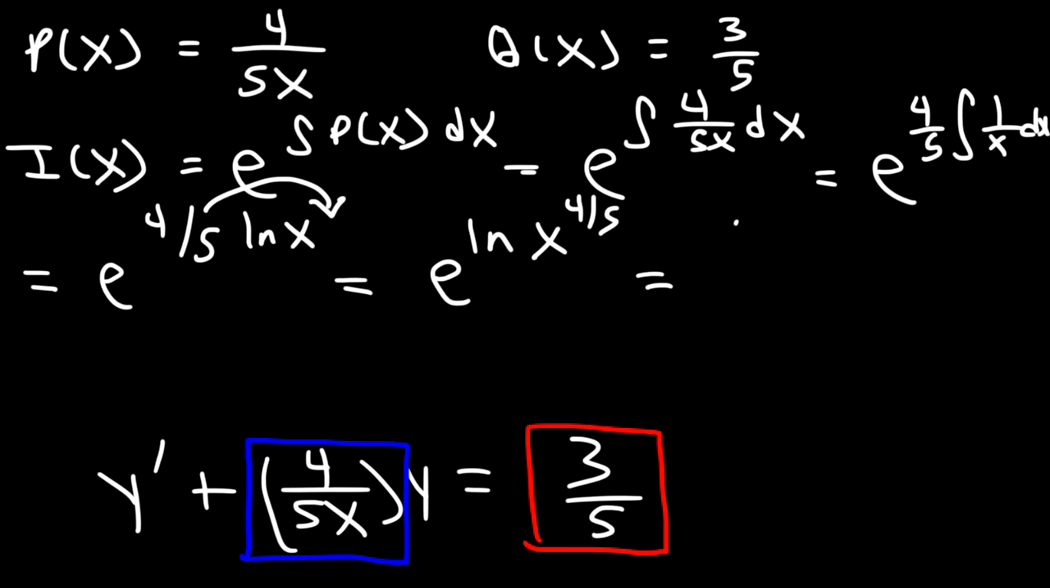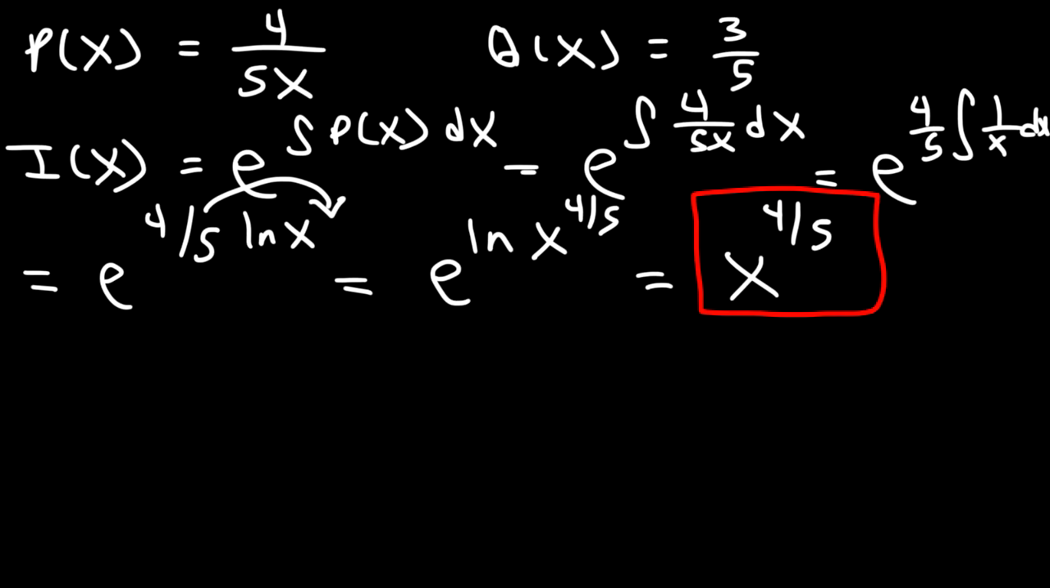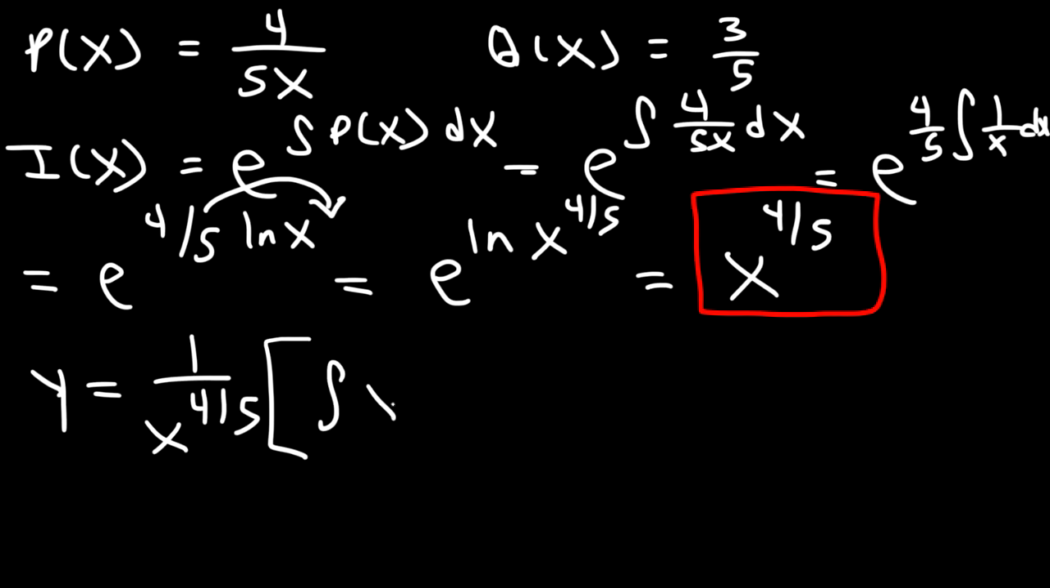So this whole thing will simplify, based on the previous examples that we saw. Well, not just 4 over 5, but I'm forgetting the x. It's going to be x to the 4/5 power. That would have been a serious mistake. So that's the integrating factor. So now we could find a general solution. So it's going to be 1 divided by I of x, which is x to the 4 over 5, and then times the integral of I of x times q of x, which is 3 over 5, dx plus c.